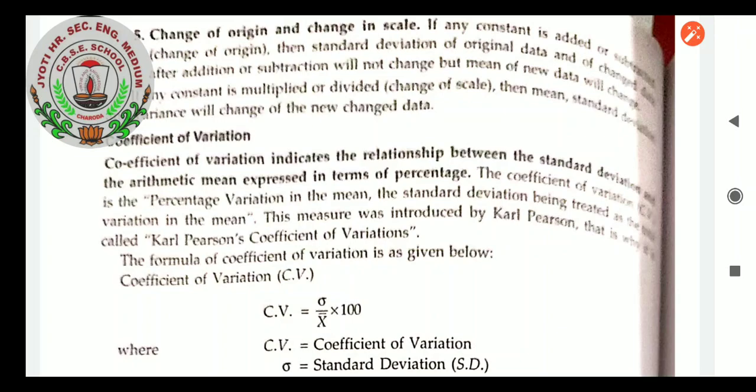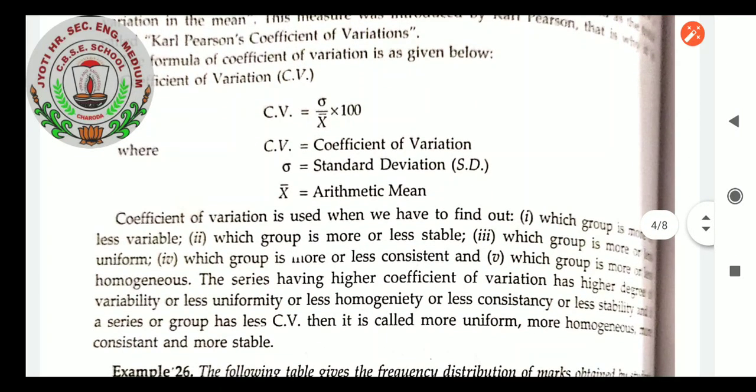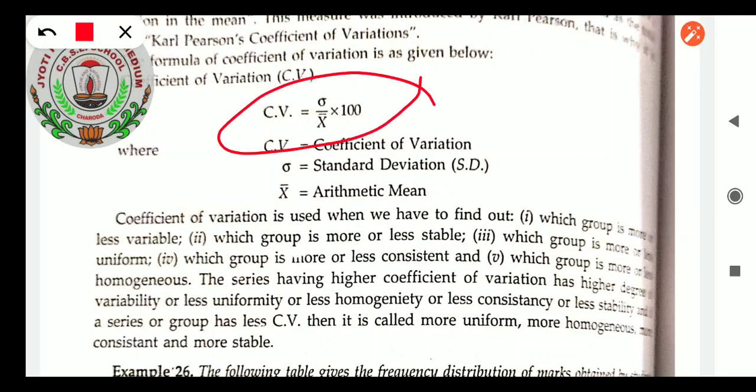The formula of coefficient of variation is CV equals standard deviation upon mean into 100. You can see the formula here. We already learned and practiced the combined mean before. So that is the formula of coefficient of variation. However the standard deviation is calculated, that value will be used in the numerator and the mean will be the denominator.